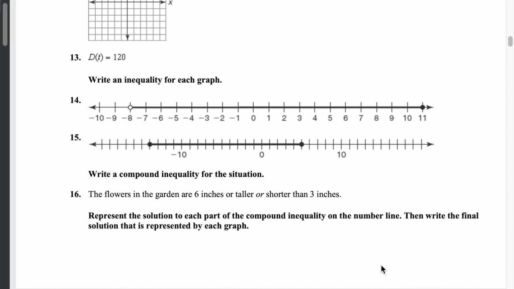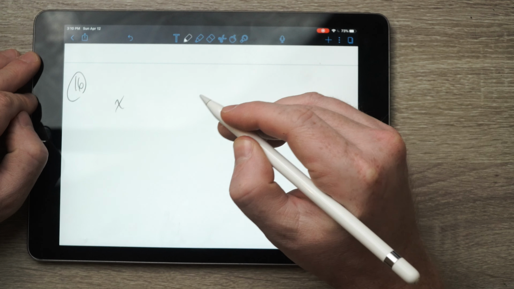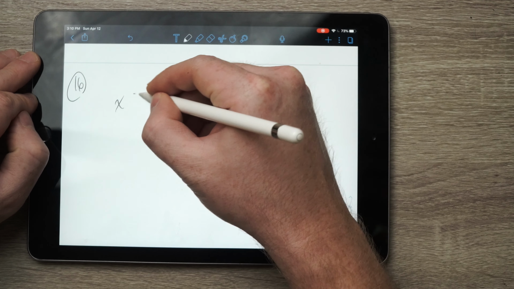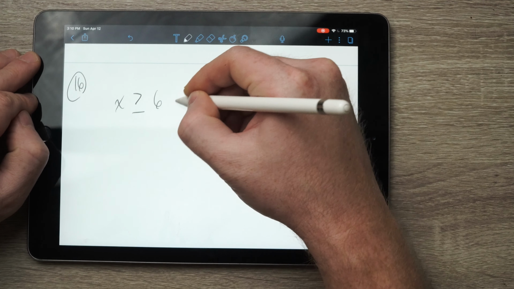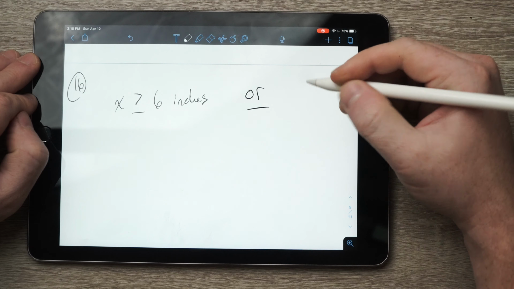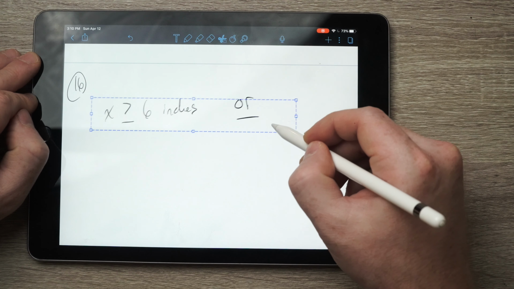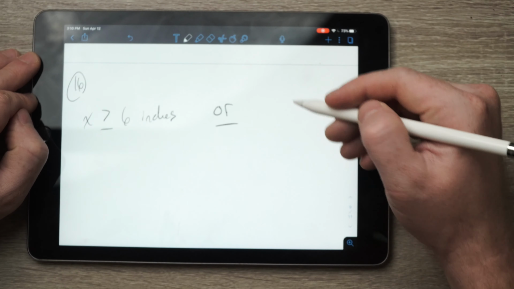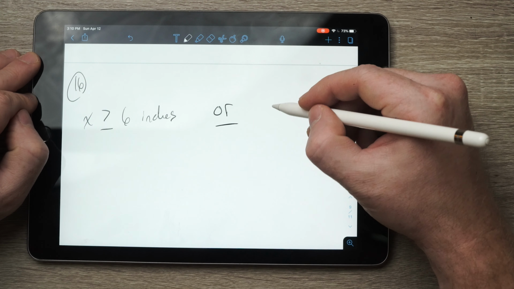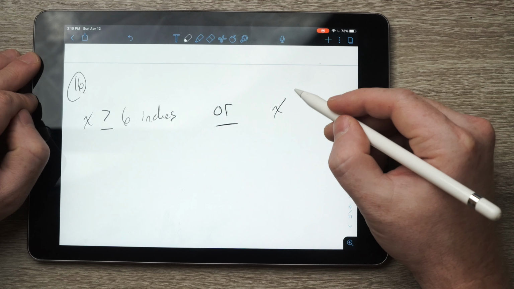16 says to write a compound inequality for the situation. And then that the flowers in the garden are 6 inches or taller, so x can be greater than or equal to 6 inches, or we have, oh, I'm going to run out of room. We have x is less than 3.